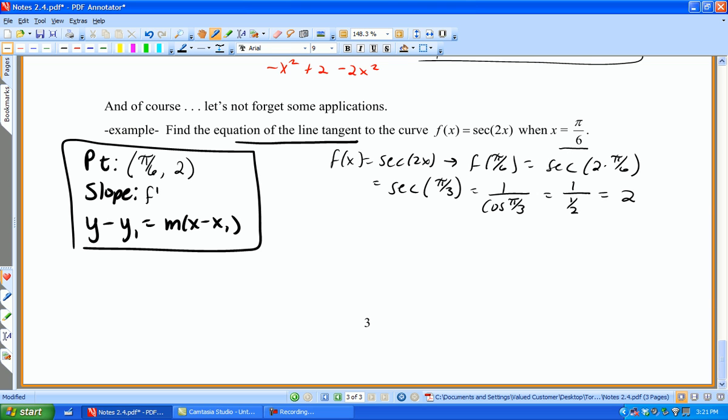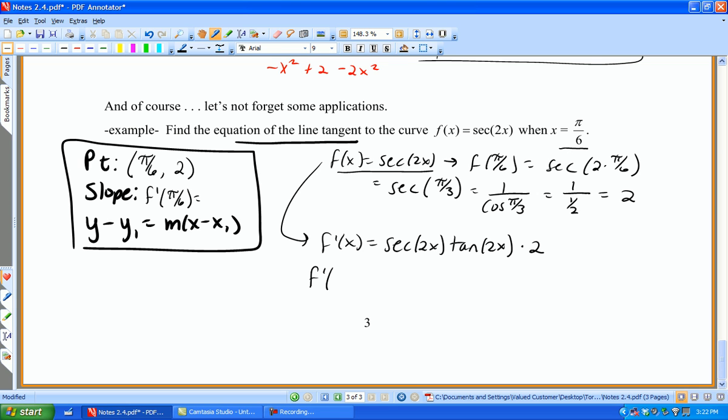Now to find my slope, I'm going to have to do the derivative and then evaluate it at pi over 6. All right, so again, if f of x is secant 2x, then f prime of x is, all right, you're supposed to remember your formulas now. The derivative of secant u would be secant u tangent u, but then times du. That's the chain rule, the times 2 part. All right, so I knew my formula for secant u. The derivative is secant u tangent u, but I have to multiply by du because there's a composite function.